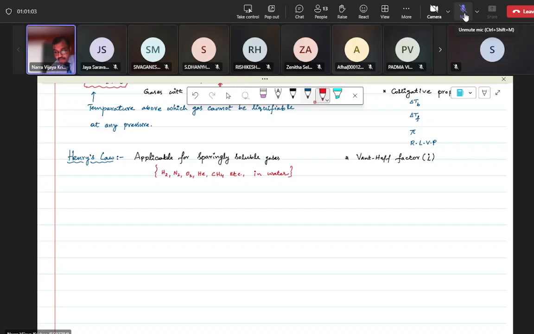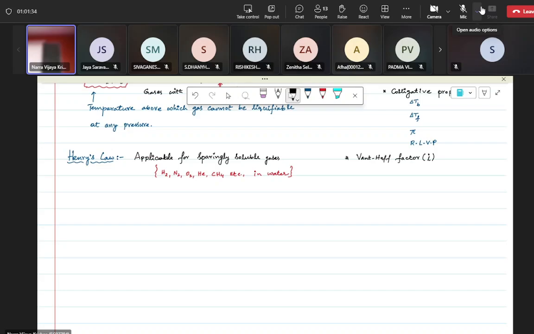Will you understand? Henry's law is applicable for sparingly soluble gases. Means gases like hydrogen, nitrogen, oxygen, helium, methane, etc. in water. Right? It is not applicable for solubility of HCl gas in water. Reason? Why am I not studying solubility of HCl in water, solubility of ammonia in water? I will not study. Reason?